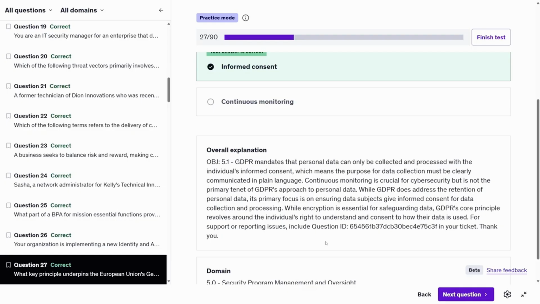Continuous monitoring is crucial for cybersecurity, but is not the primary tenet of GDPR's approach to personal data. While GDPR does address the retention of personal data, its primary focus is on ensuring data subjects give informed consent for data collection and processing. While encryption is essential for safeguarding data, GDPR's core principle revolves around the individual's right to understand and consent to how their data is used.